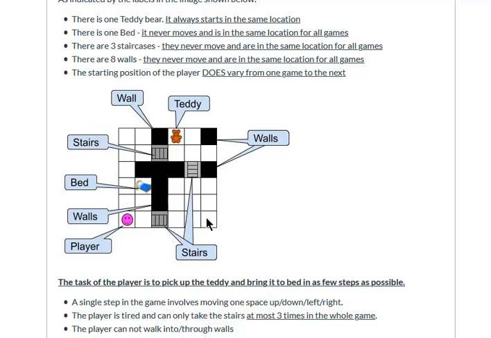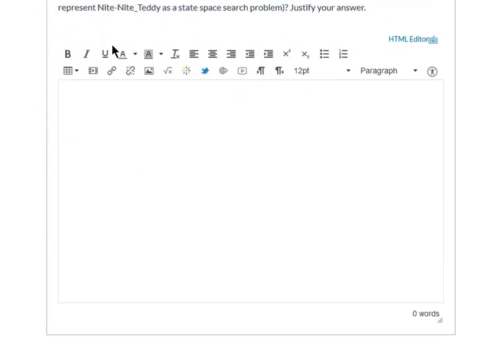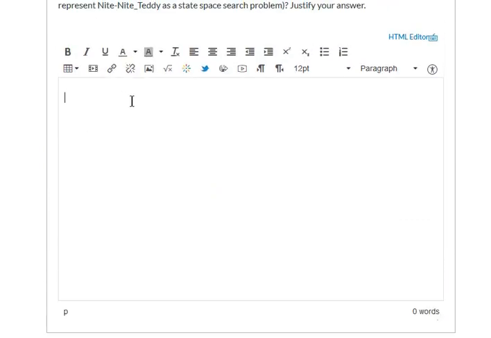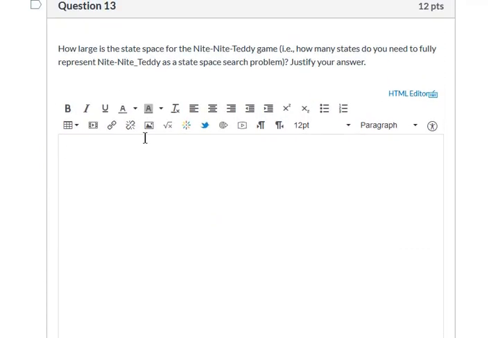And in each space, the player could have the teddy or not have the teddy. So that's times 2. And then the player gets tired as they take the staircases. So you can think of them as having 4 states, right? There's the state where they're super refreshed, the state where they're sort of tired, the state where they're a little bit more tired, and so on. So I would say there's 28 times 2 times 4 states.